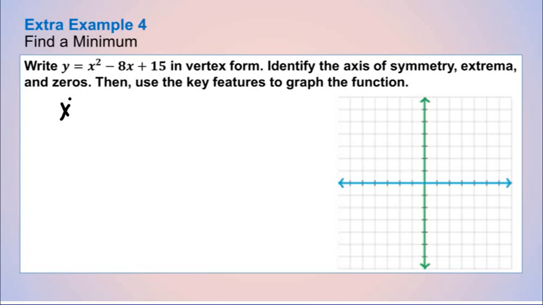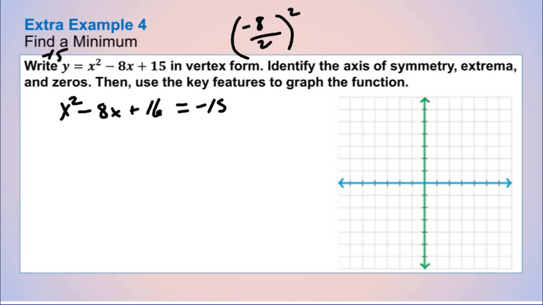So x squared minus 8x plus negative 8 divided by 2 is negative 4, squared would give you positive 16. And I have to subtract 16 on both sides. So I have 15, and then I have to add the 16 to both sides. So right now I have x minus 4 squared equaling positive 1.